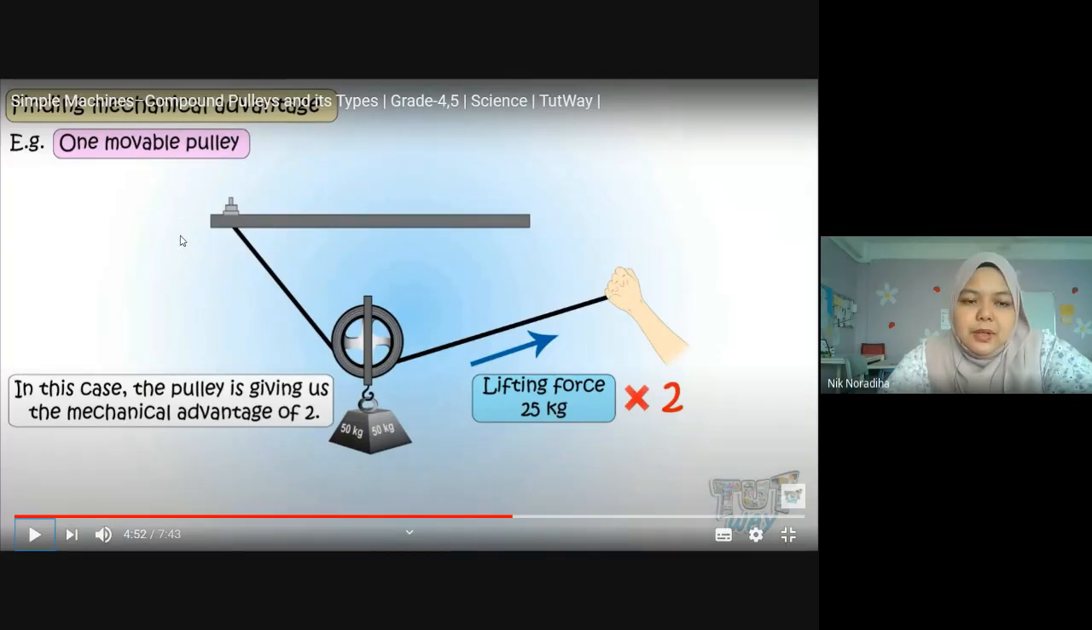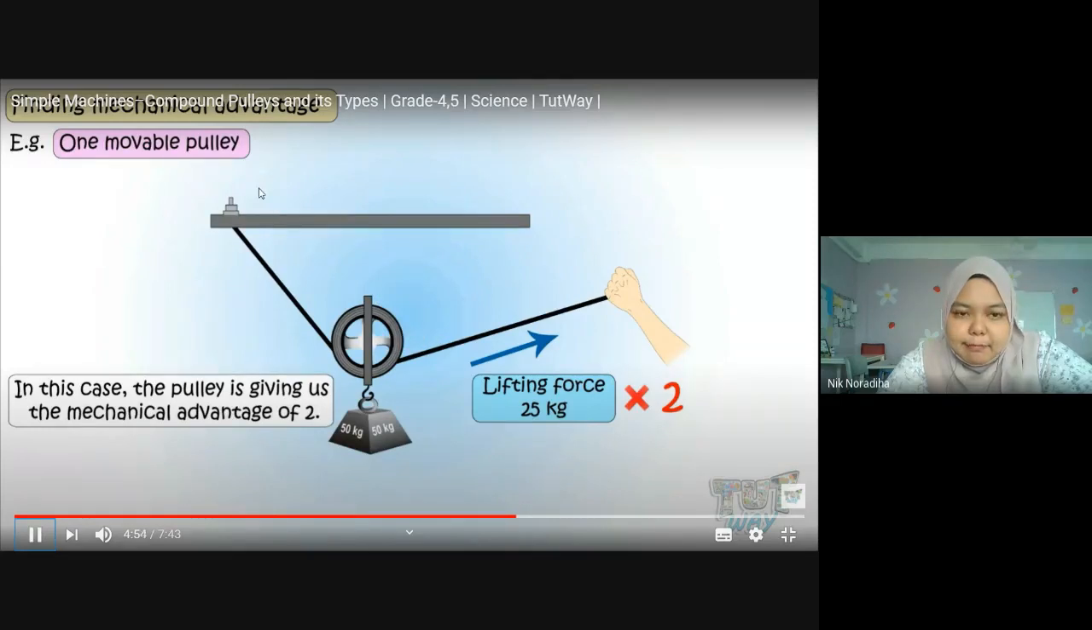So the first one just now we have is the fixed pulley. The second one we have is the movable pulley. Teacher hopes that by right at this moment, you have already keyed in the information inside our little friend here, our brain. So far we have learned two types of pulley. The first one is the fixed pulley. The second one is the movable pulley.